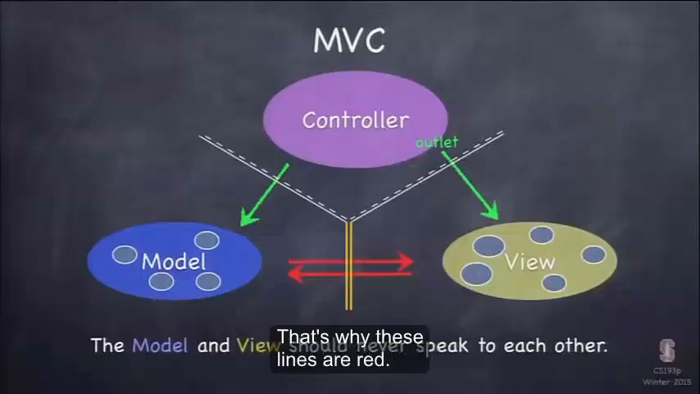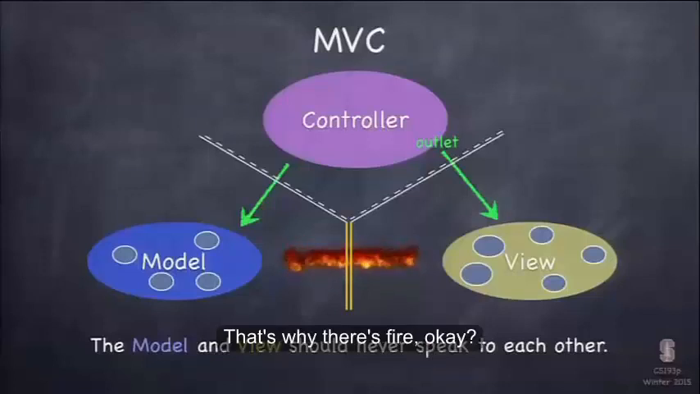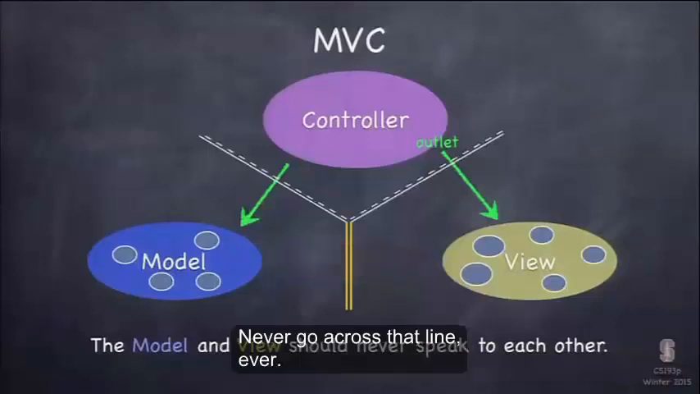That's why it's a double yellow line. That's why these lines are red. That's why there's fire. Never go across that line, ever.